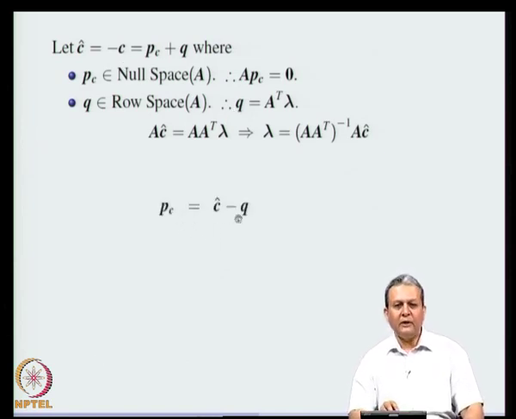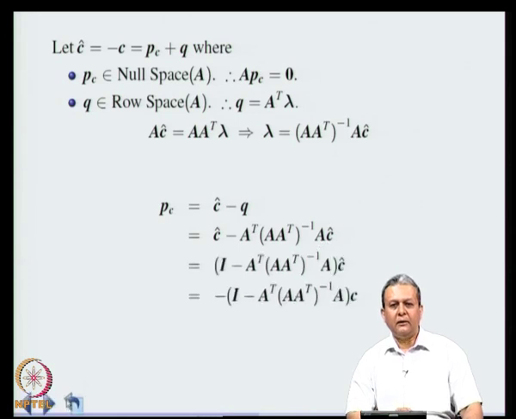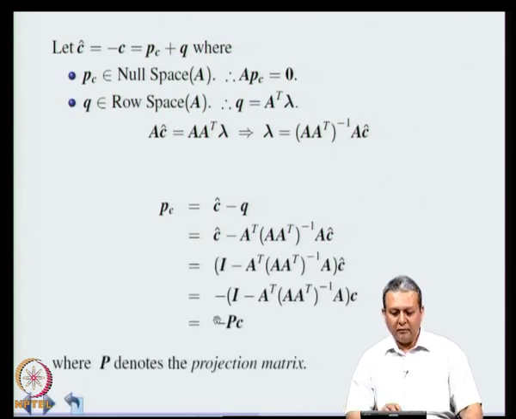using P C equal to C hat minus Q, we can write it as C hat minus A transpose A A transpose inverse A C hat, and this is nothing but minus P C, where the matrix P denotes the projection matrix. So, any direction can be projected onto the constraint set using the projection matrix.